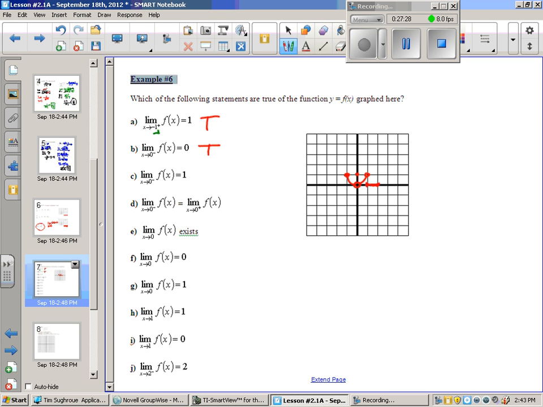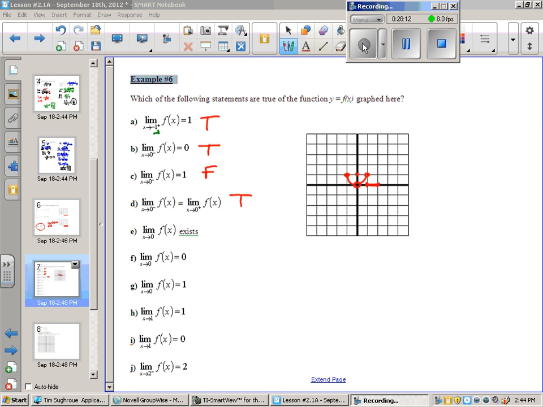The limit as x approaches 0 from the left equals 1. No, we just said the limit as x approaches 0 from the left is 0. The value of the function at 0 is 1, but it doesn't matter what the value of the function is. It matters what we get closer and closer to. So this is false. Does the limit as x approaches 0 from the left equal the limit as x approaches 0 from the right? Well, let's see. As we approach 0 from the right, getting closer and closer to 0, the y value is indeed getting closer and closer to 0 as well. So yes, the left-hand limit does equal the right-hand limit. That is true.